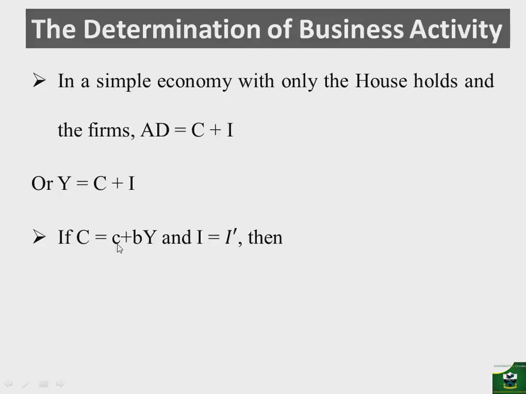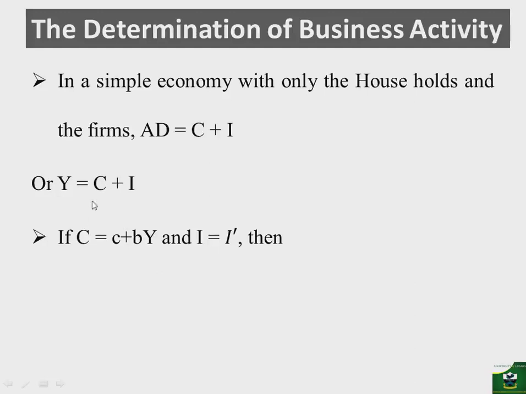And if we define consumption to be C plus BY, where C is the autonomous consumption, that is the consumption that doesn't depend on income, and B is the marginal propensity to consume, which measures the amount by which consumption will increase for any change in the income. And then we also assume here that investment is autonomous, so we are putting this bar to show that investment will not depend on income. It will just be a fixed amount.